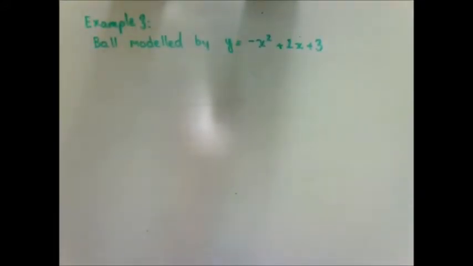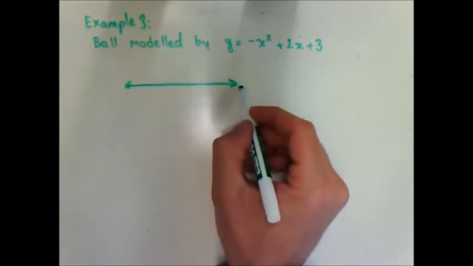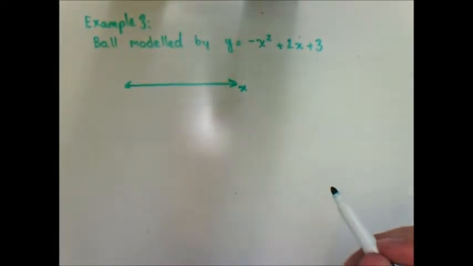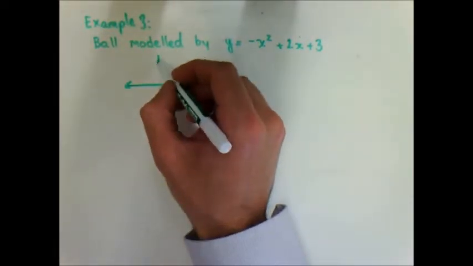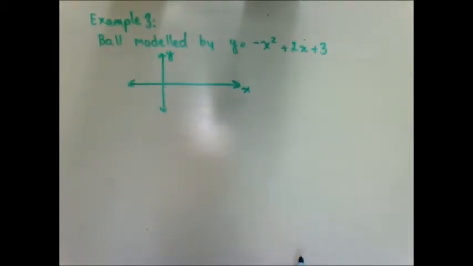In example 3, we're going to use our newly developed skills to work with a real-world problem. It's the path of a ball. The path of the ball is modeled by the equation y equals negative x squared plus 2x plus 3, where x is the horizontal distance traveled by the ball, measured in meters, and y is the height in meters above the ground. So y is our vertical height, and x is our horizontal distance, and it is thrown from the top of a fence.